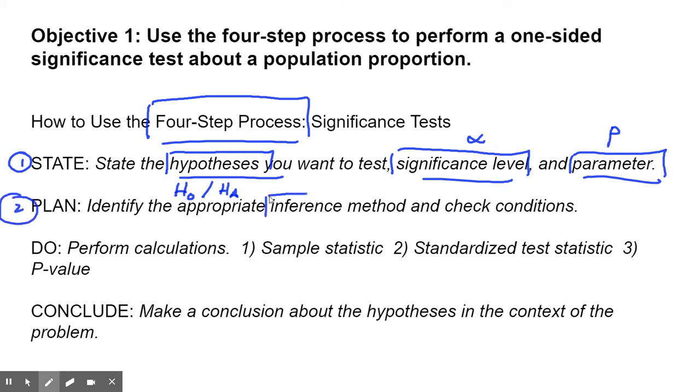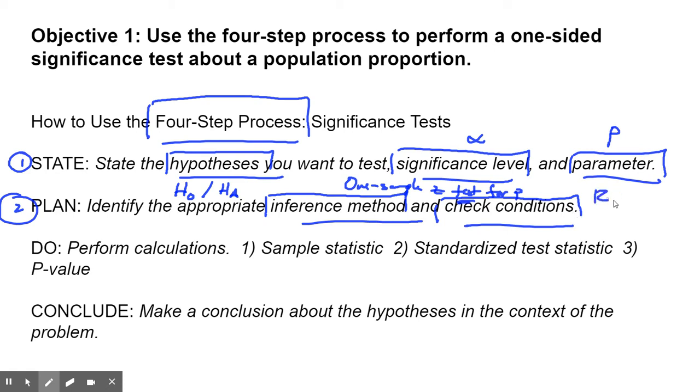Next, we're going to plan out what we're going to do. We're going to state the appropriate inference method for this significance test. We are going to do a one sample Z test for P. So notice we use this word test, right? And then we have to also check the conditions. There are 2 conditions. The first one is called the random condition, and the second one is called the large counts condition.